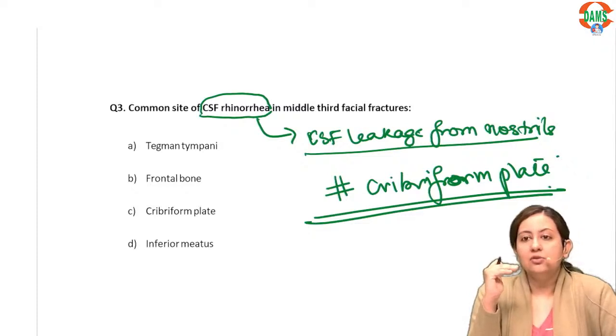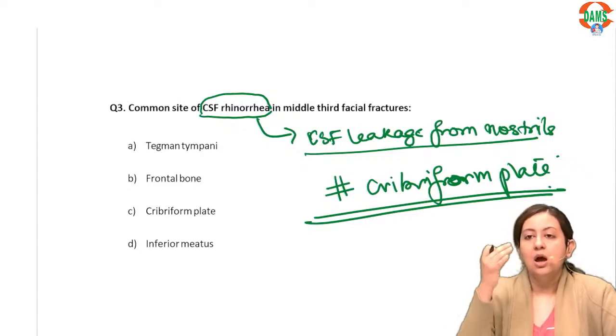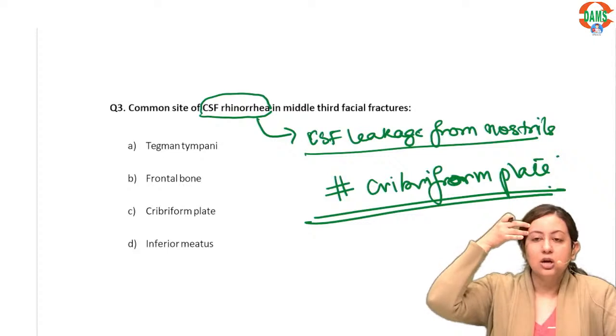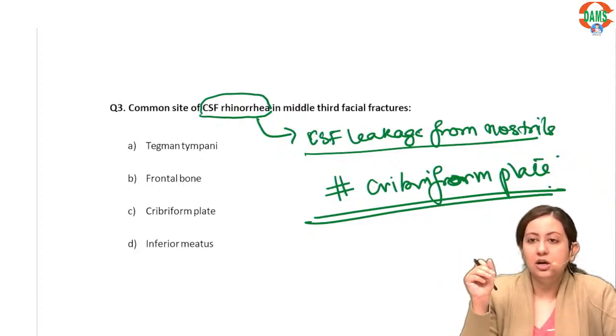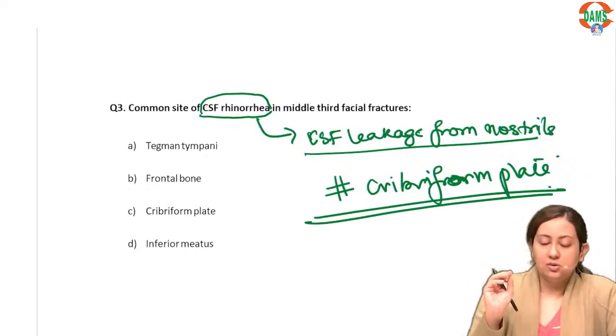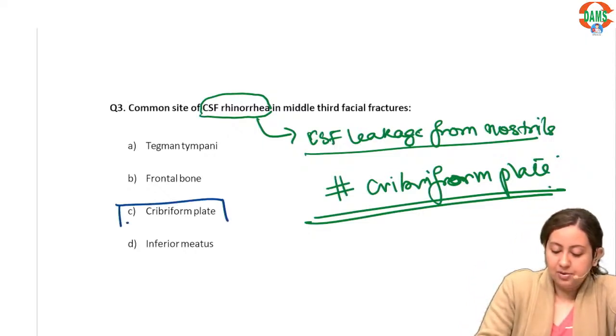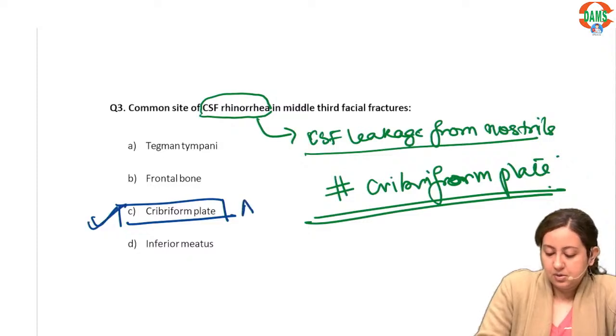The cribriform plate is a part of your anterior skull base. Frontal bone spans your entire forehead region. So please do not confuse. It is not frontal bone. The answer is cribriform plate.